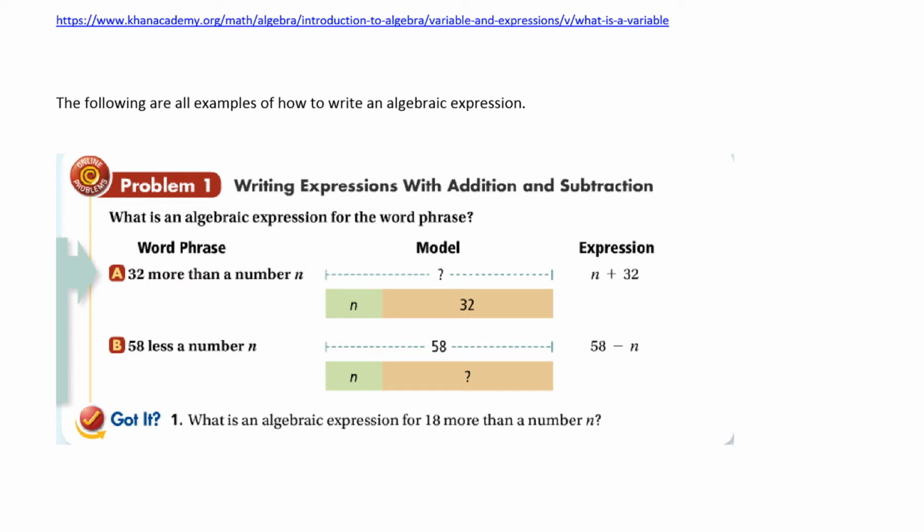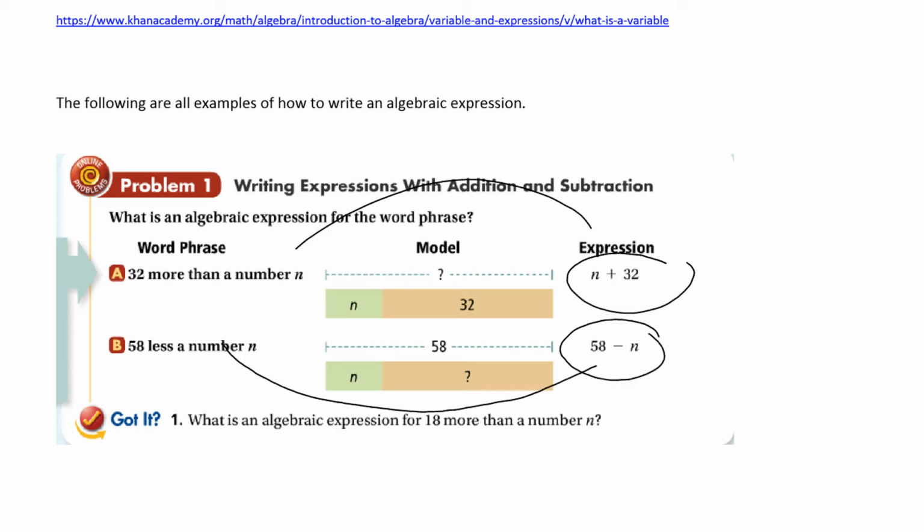If we look here at problem 1, they give us the word phrase 32 more than a number n. They show a model, and then they show us how it's written as an expression, n plus 32. 58 less a number n would be written as 58 minus n.